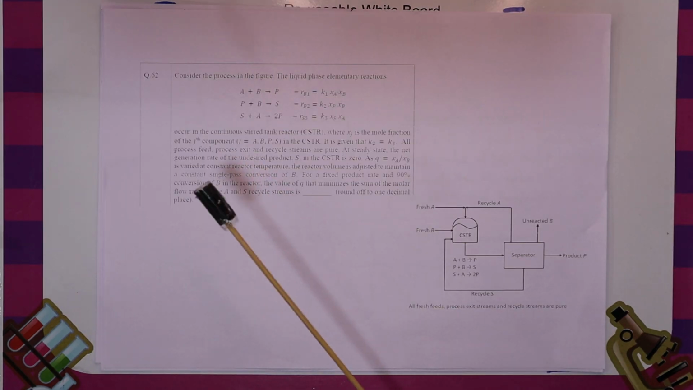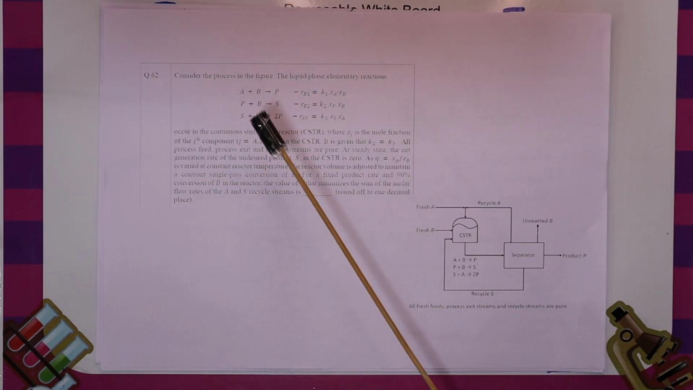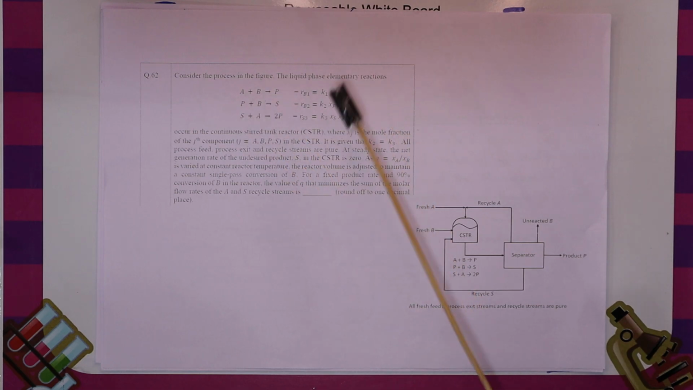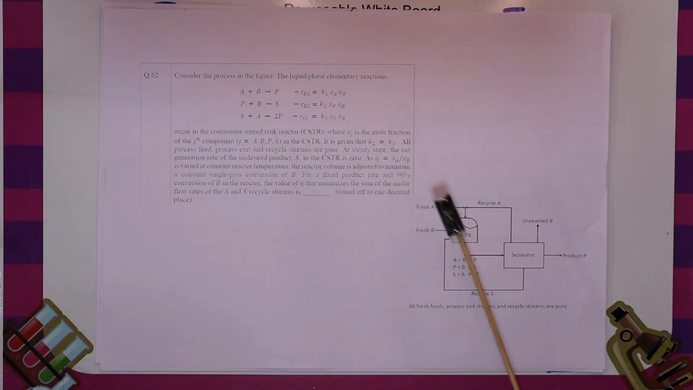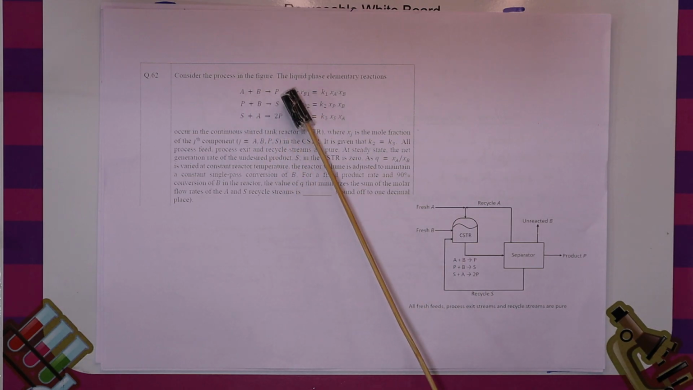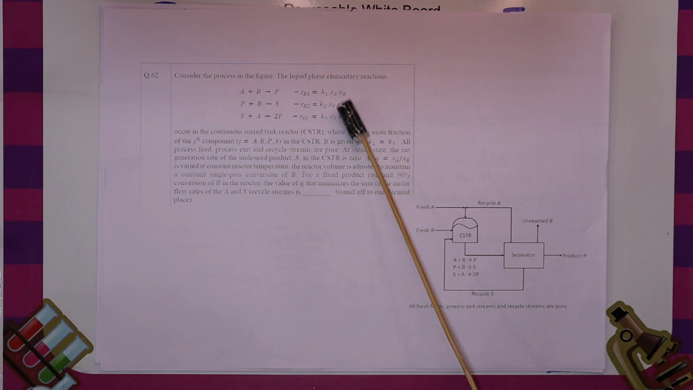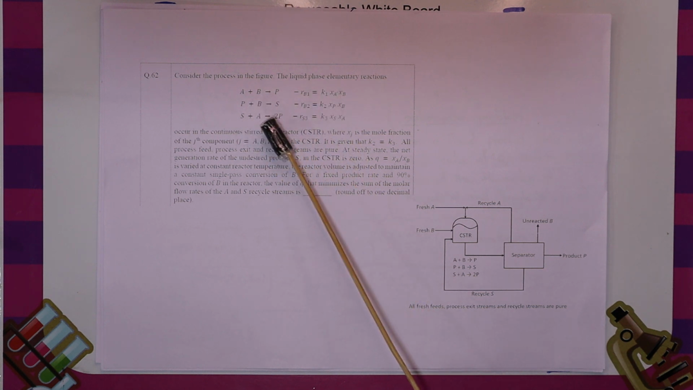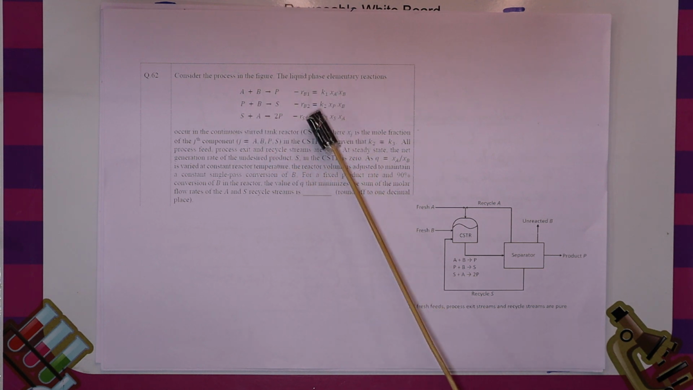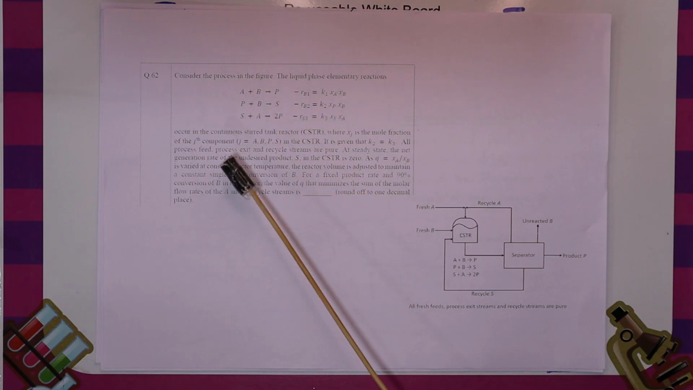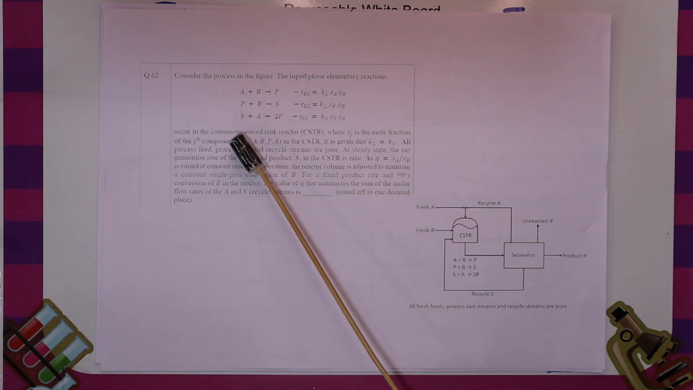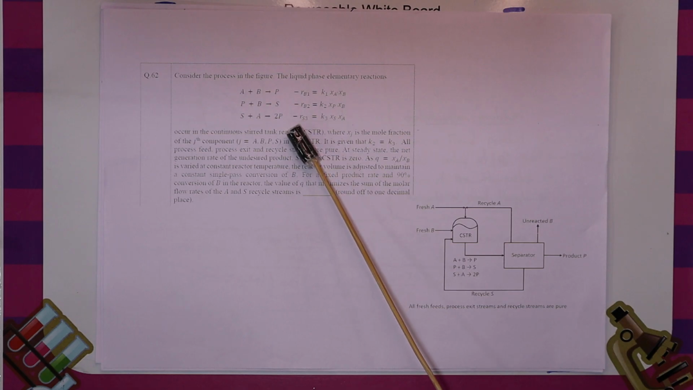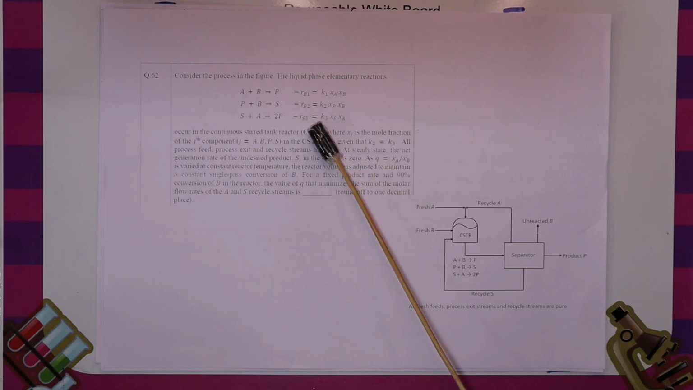It's question number 62. It says consider the process in the figure. This is the CSTR. The reaction happening in the reactor is first A plus B gives rise to P, with the rate of decomposition of B given. The second reaction is P plus B gives rise to S, which is the rate of decomposition of B in the second reaction. The third one is S plus A gives rise to 2P, that means the rate of decomposition of S.